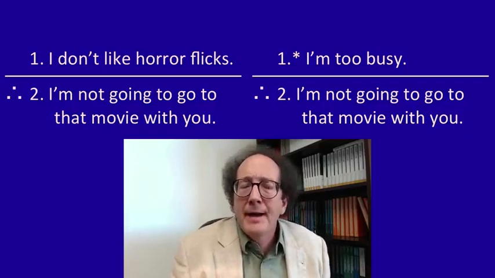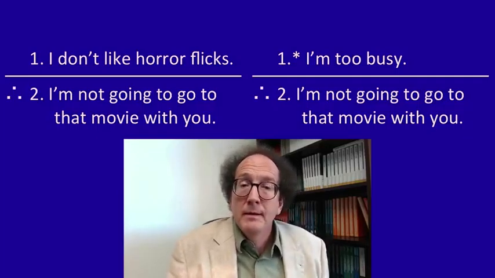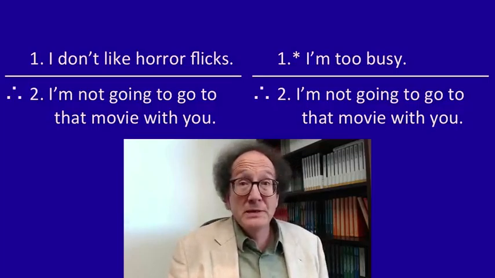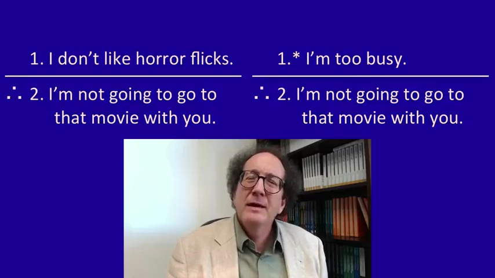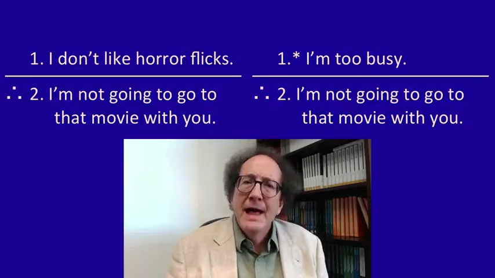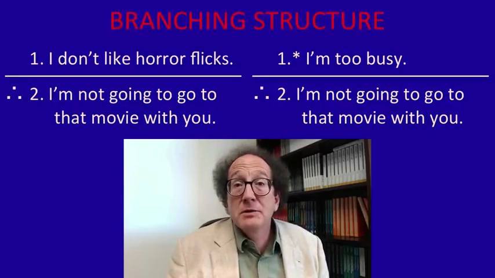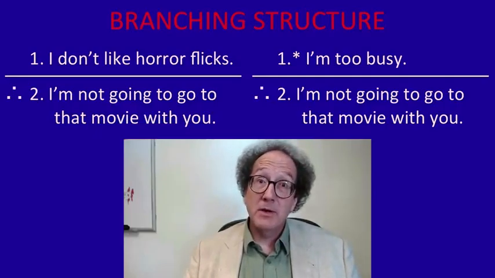I mean, just think about it. If I wasn't too busy, but I didn't like horror flicks, I wouldn't go to the movie. But if I liked horror flicks, but I was too busy, I still wouldn't go to the movie. So each premise by itself is enough, and they operate independently. That's what makes this a branching structure instead of a linear structure. Let's diagram it, and you'll see why we call it a branching structure.